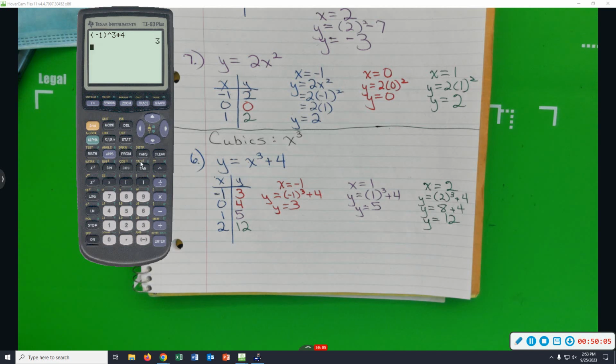And those of you punching it in, you'd punch in the number you're plugging in. When using an exponent key, it's always advisable to enclose the number in parentheses. That's x cubed plus 4, and it better give us 12. Sure enough, it does. Any questions there?